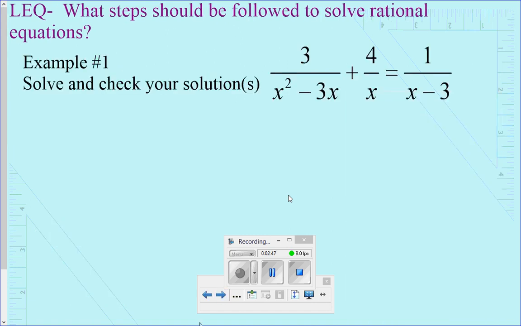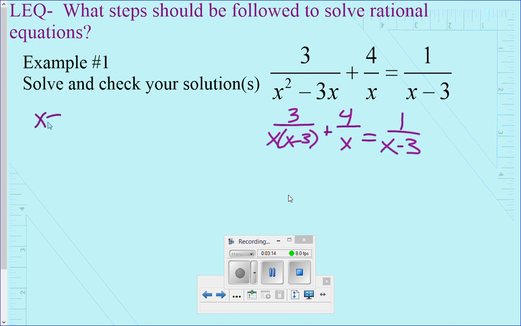So we started with this example, and we talked about the fact that just from our work earlier this week, we know that we first need to factor. So we factored the denominator of that first fraction. And then the next step, we know from our work earlier this week, is again to figure out the domain restrictions. So looking at the denominators, x can't equal 0, x can't equal 3.